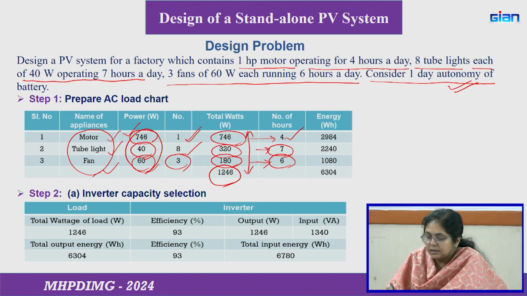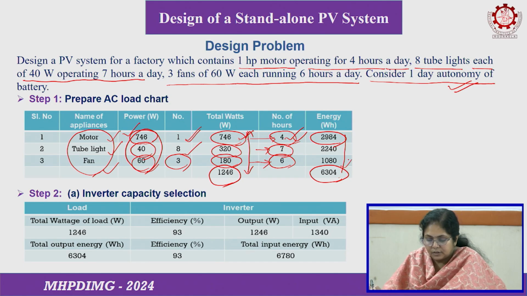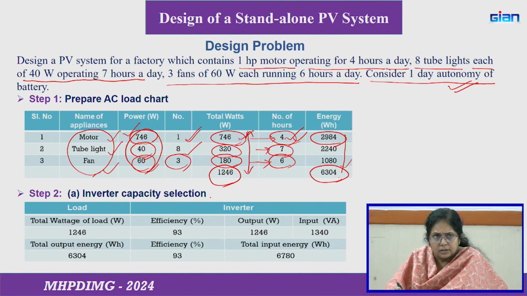So, correspondingly, by the power into the number of hours, the energy required per day in watt hour is calculated, just power into the corresponding number of hours. The total energy requirement, if you add up, gives us 6304 watt hour of energy. So, we have prepared the load chart and correspondingly calculated the energy requirement for the household.